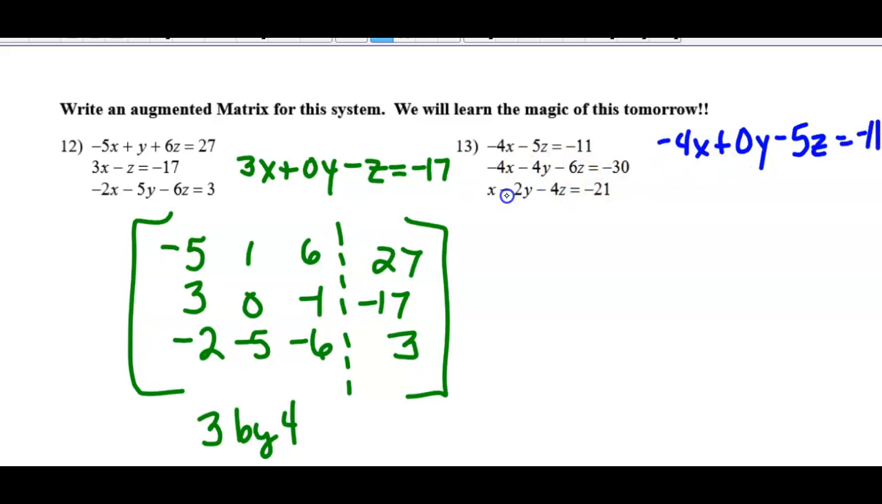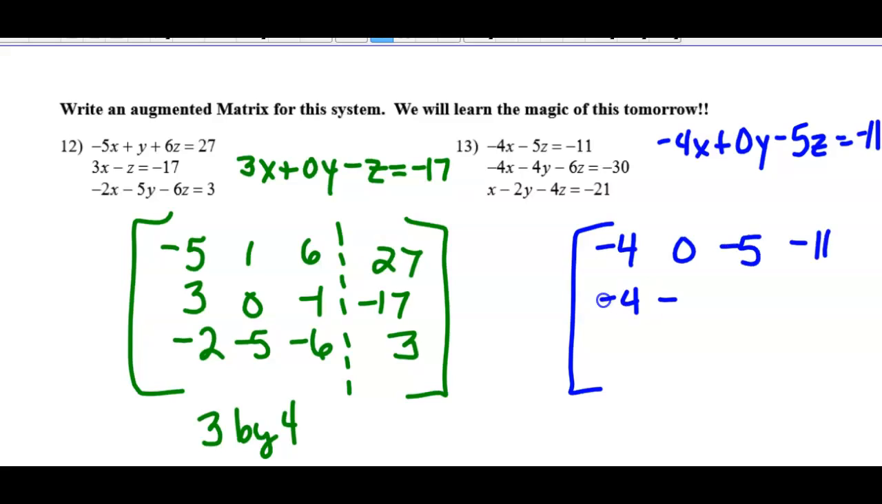This one is in order, and this one is in order. Okay. Some of them on Delta Math are pretty tricky. You have to rearrange and combine like terms, whatever, to get them. And then you write negative 4, 0, negative 5, negative 11. Negative 4, negative 4, negative 6, negative 30, 1, negative 2, negative 4, negative 21.